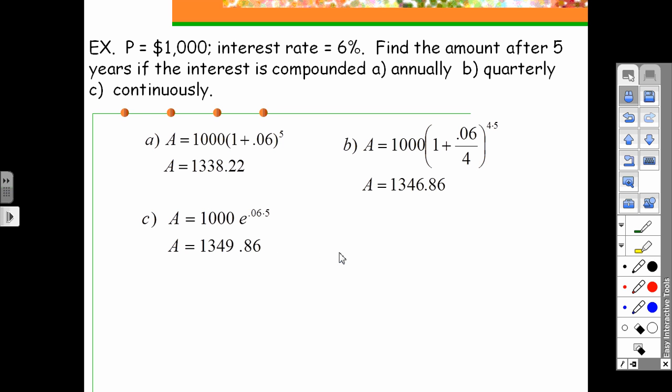And yeah, in the grand scheme of things, if you're only investing $1,000, it's not that big a deal. But imagine if you were investing like $1 million. This would be a big deal.